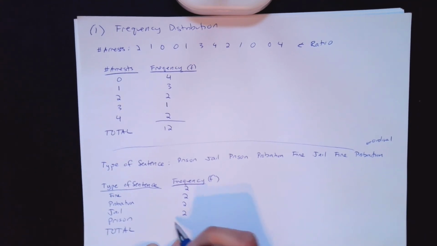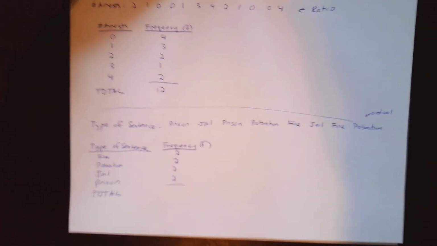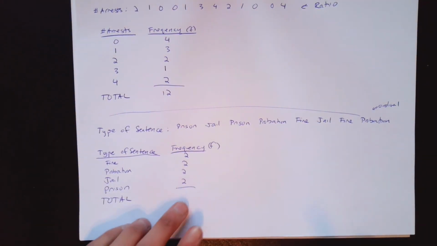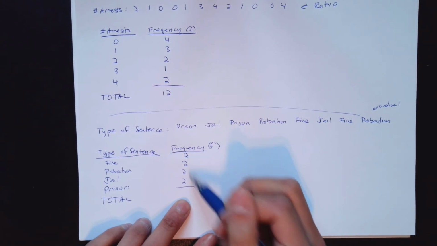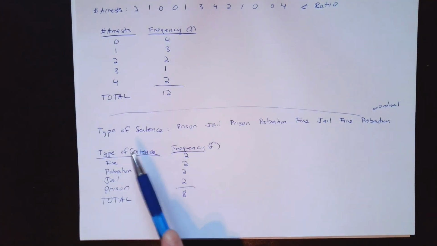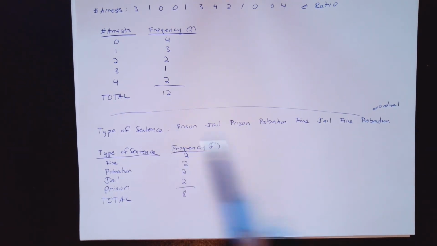And as a final thing you can do here, and this is also good to just double check that you've got all the right values in there, you can take the total here. If you add all these together, you get 8, and that should correspond to the number of observations you have total. So we have 8 people here who had different sentences, and we have a total of 8.